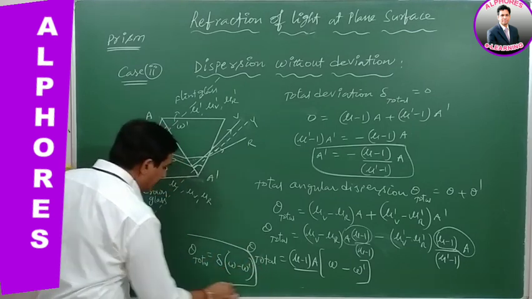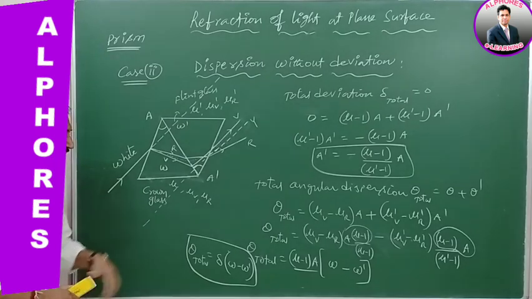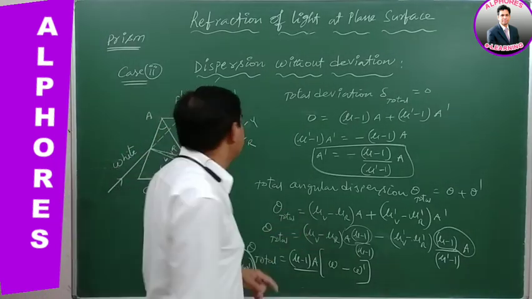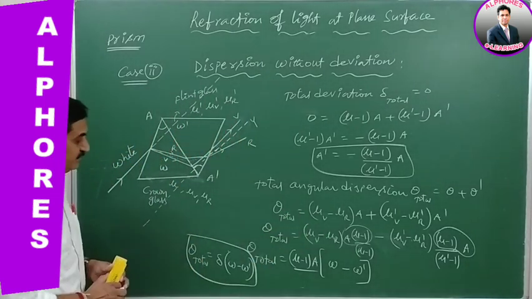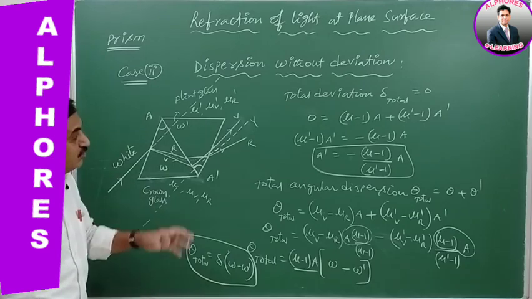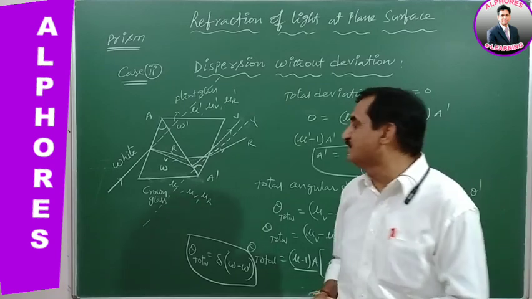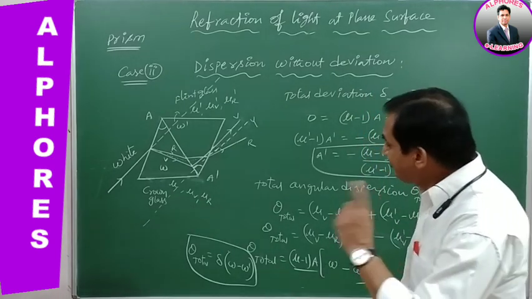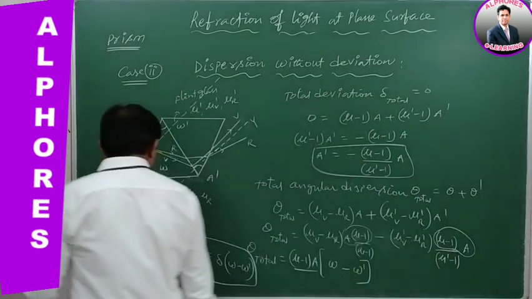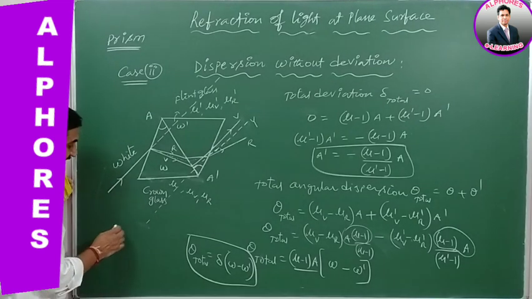So this is the total dispersion given by this combination, nullifying the total deviation suffered by the light by the combination of these two prisms which are connected in reverse sense. Now here again go for the cases.